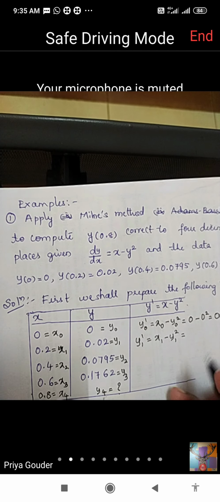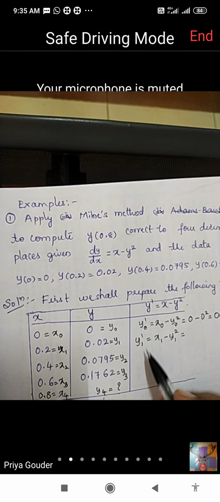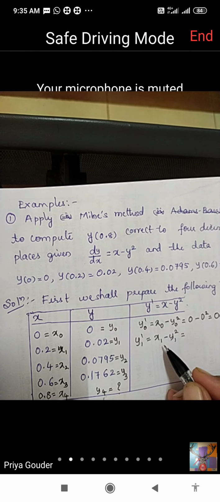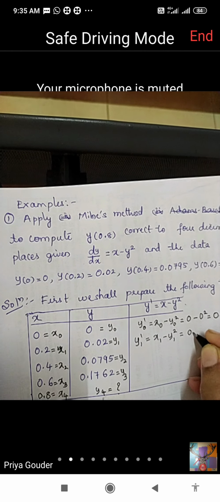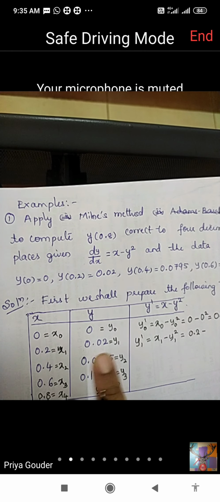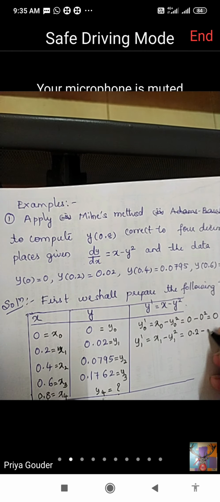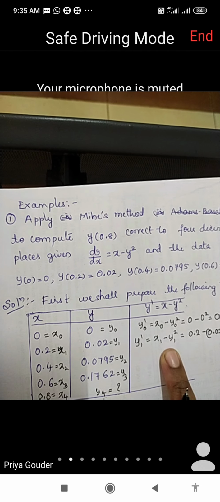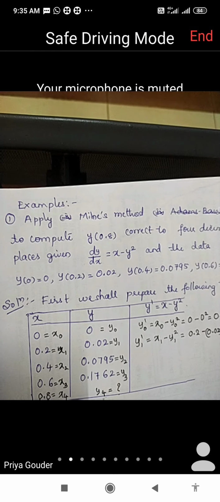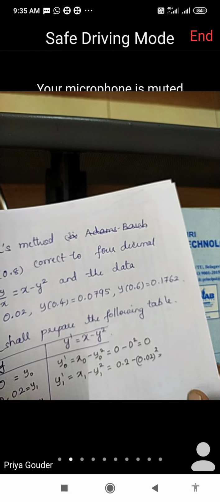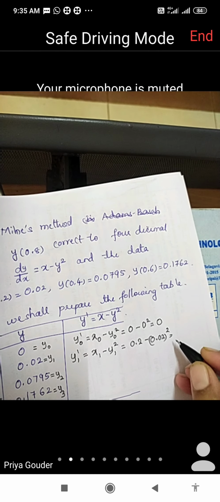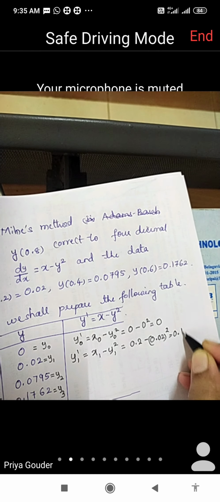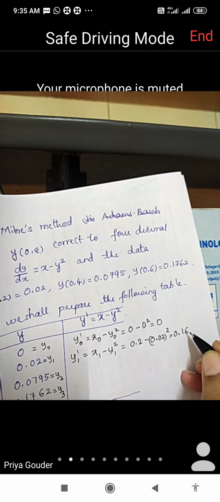Now see, this is y1 dash, x1 minus y1 square. What is x1 value? x1 is 0.2 minus the y1 value, which is 0.02. So I have to write 0.02 the whole square, because we have it in square format. Do calculate and tell me this value. 0.16. Other digits? Only this much?